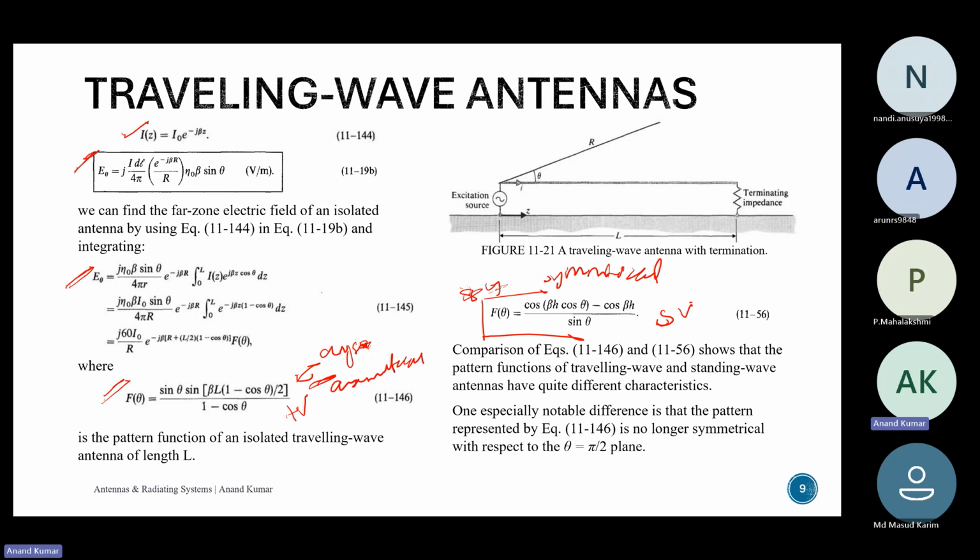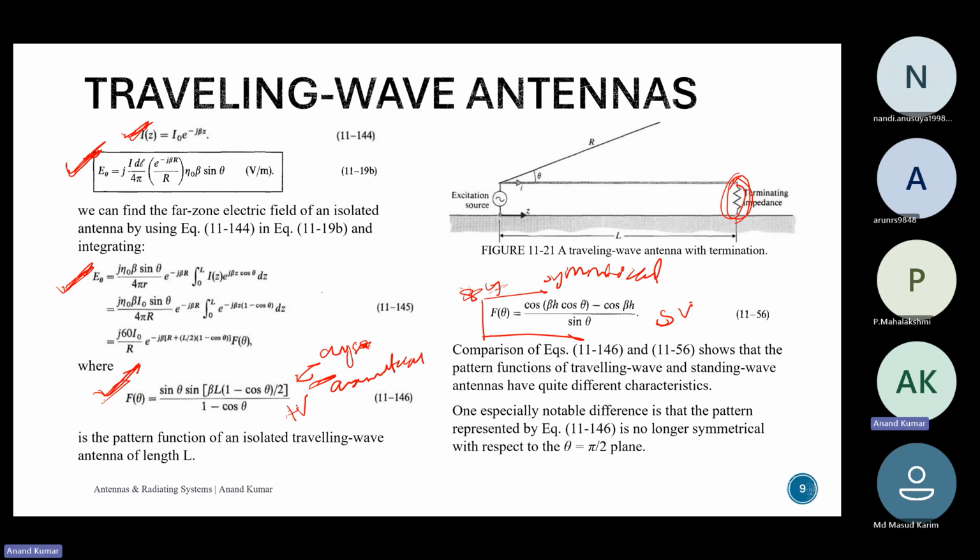Just to recap, we wrote down the expression for traveling wave antennas, and in the traveling wave antenna we have this terminating impedance over here, and hence we do not have standing waves, we have traveling waves, as there are no reflections from the end. And for this, we have the expression for the current, and then we substitute that in the expression for electric field to solve the electric field and get the expression for the pattern function.